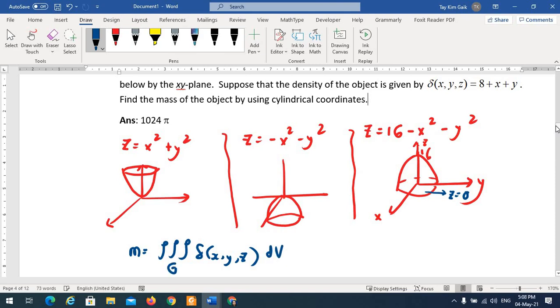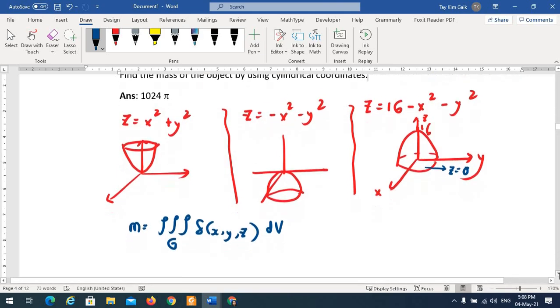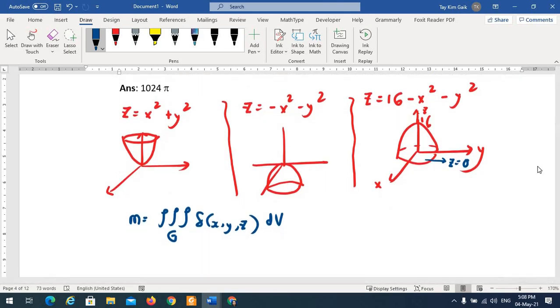Your solid G is the paraboloid 16 minus x squared minus y squared bounded by the xy plane. The solid is parallel with the z axis, so we integrate with respect to z first. You see that this one becomes z equals 16, and you factor out the negative, so you have x squared plus y squared.